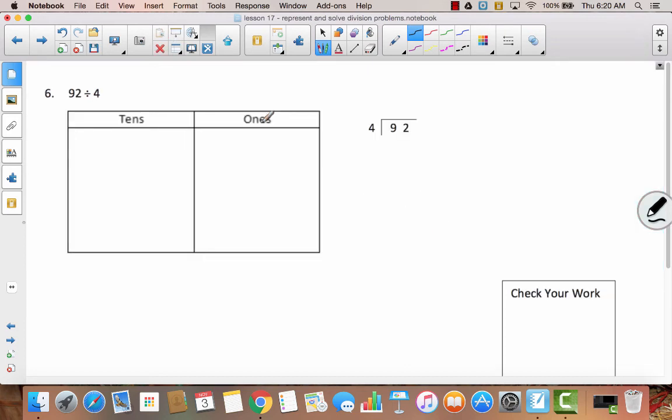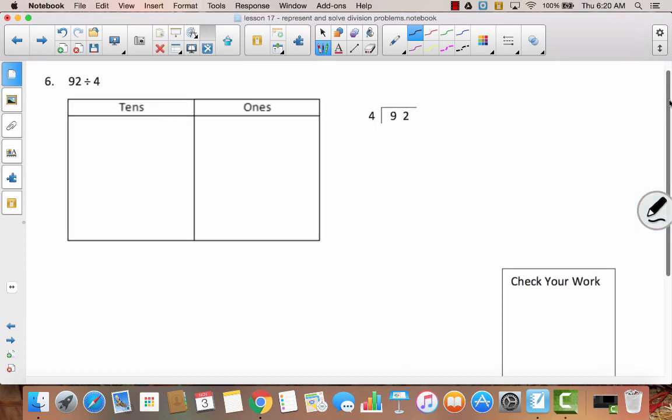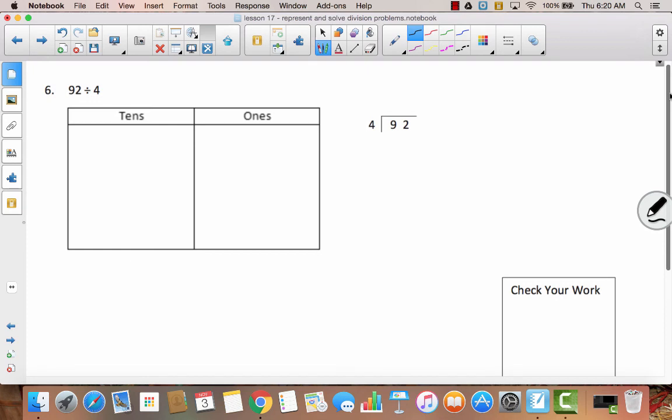All right, we have one more problem left. I'd like for you to try to do as much of this problem by yourself as you can. Remember, if you have a remainder in the tens, you need to decompose the 10 into the ones. If you get stuck, you can always press play and I'll walk you through it.